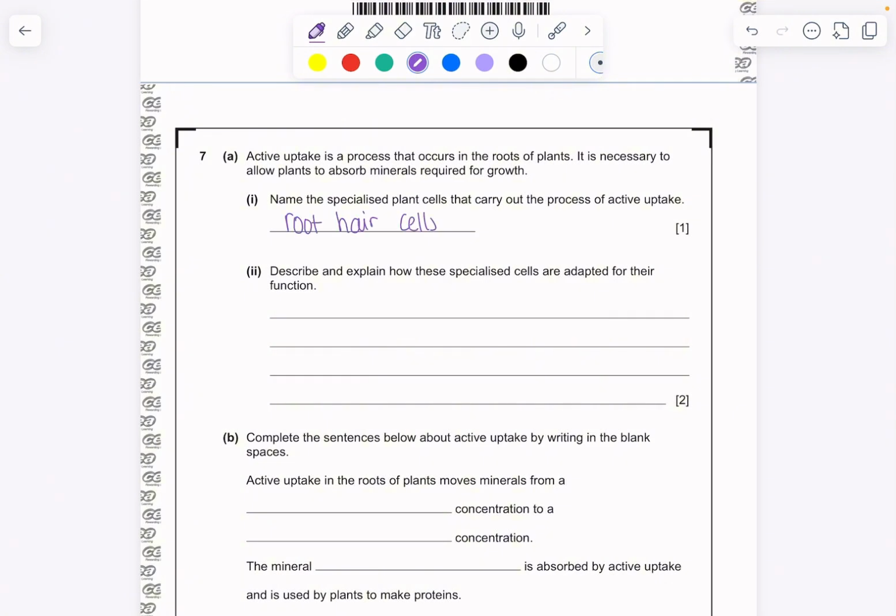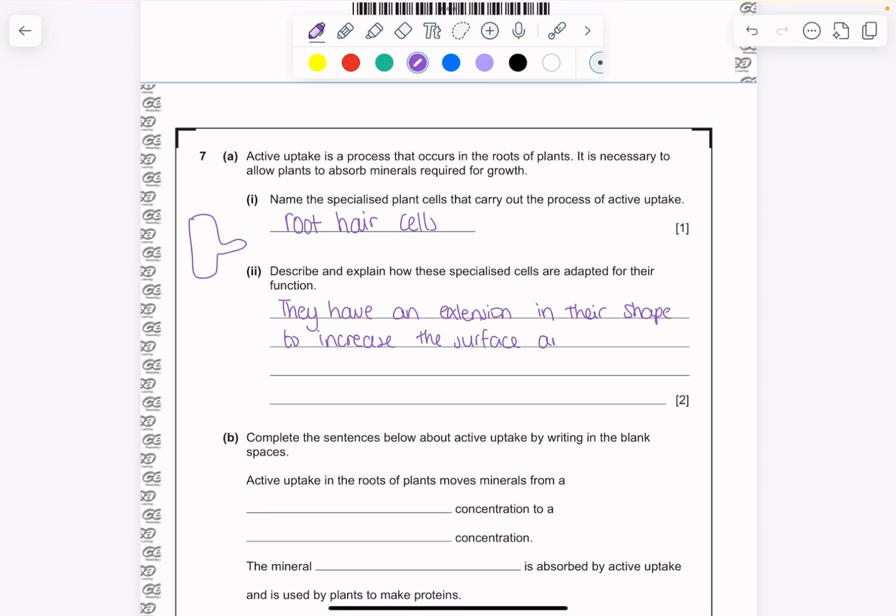Describe and explain how these specialised cells are adapted for their function. Remember the shape of them, they look like a big long finger sticking out. What we say here is they have an extended shape for increased surface area. To increase the surface area for the next mark, that's your explanation. And to make it better, you could say to increase surface area for absorbing nutrients.